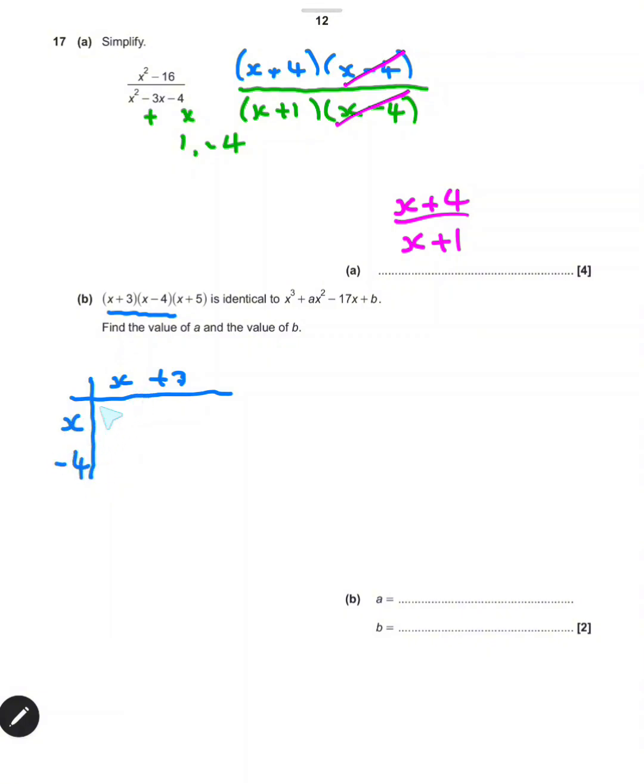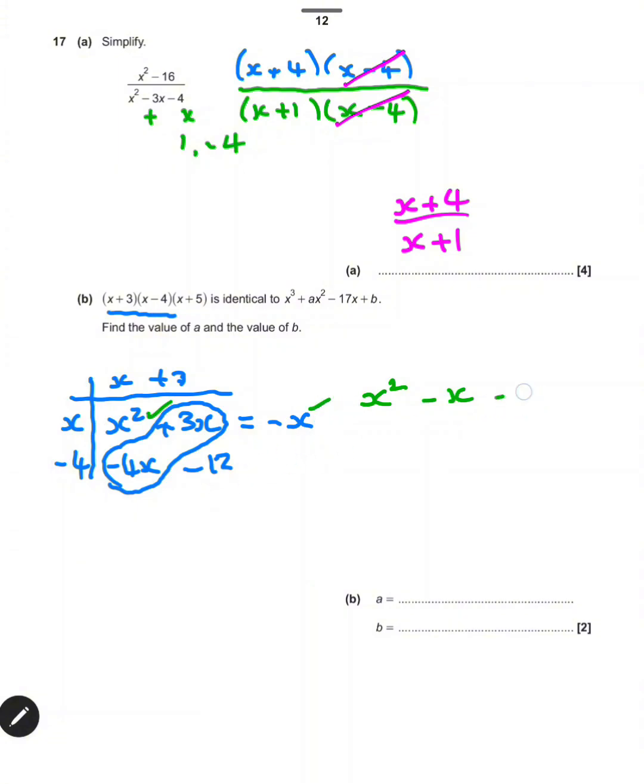And if we just multiply each term together, x times x is x squared, x times 3 is 3x, minus 4 times x is minus 4x, and minus 4 times 3 is minus 12. These here will simplify. Minus 4x plus 3x is minus 1x. Just taking these terms across here, we've got the x squared minus x and the minus 12.